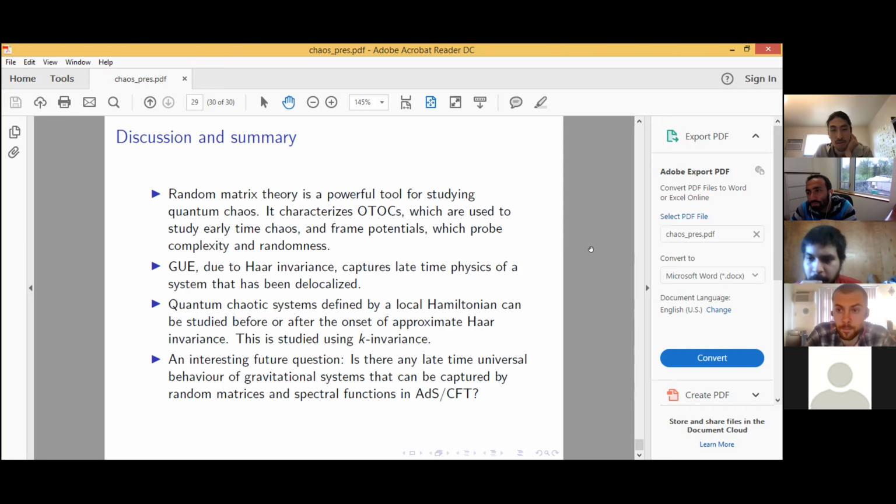Also, if I can ask, I actually didn't read this paper, but did this paper mention any relation to box scattering? No, it didn't. Okay, thank you.